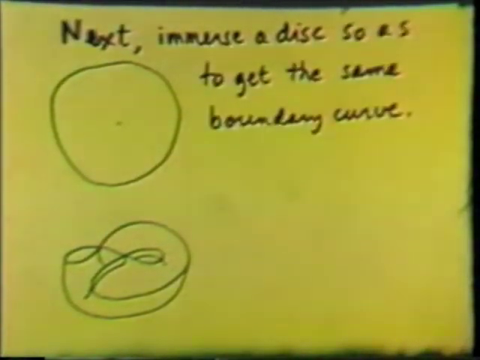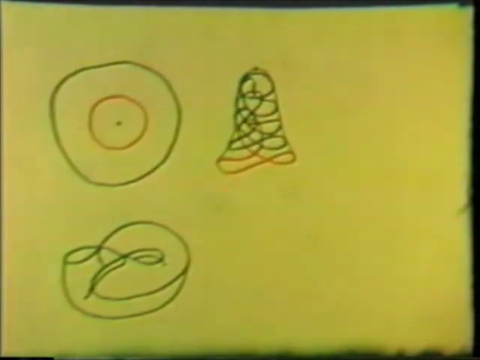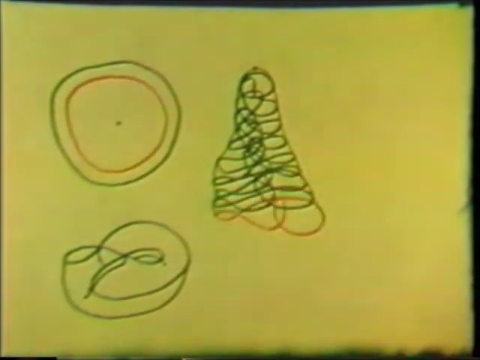Next, we immerse a disk so as to get the same boundary curve. The red circles start at the center and grow to the boundary of the disk. As they sweep out the disk, the sketch on the right shows where the corresponding points appear in 3-space.